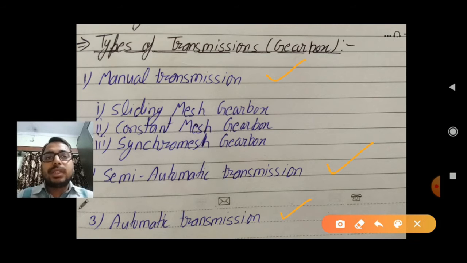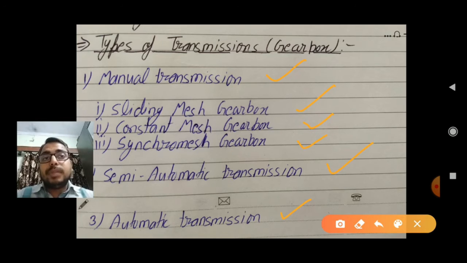Manual transmission can be further classified into three types: sliding mesh gearbox, constant mesh gearbox, and synchronous gearbox. These are three further types of gearbox, which I will explain in our later topics.